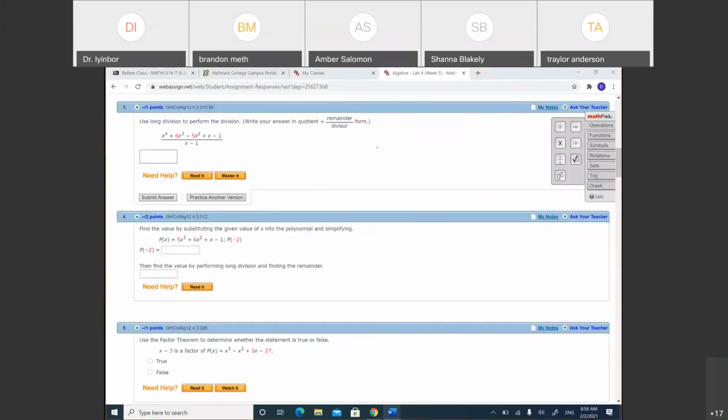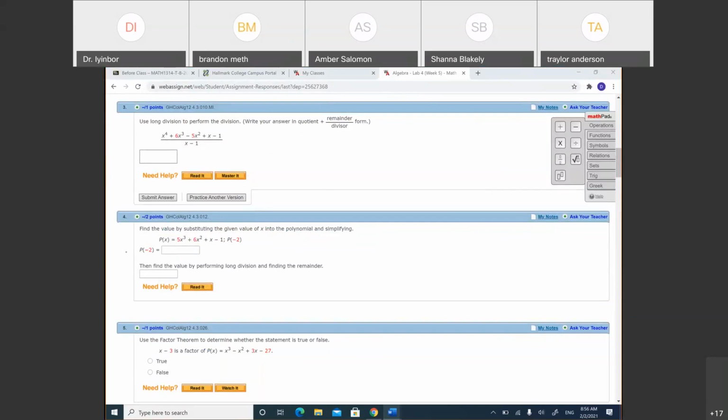So here is how we're going to plug the answer in WebAssign. And I'm going to do one more example so we can have another example. So this is number 3 from my WebAssign. And this is how you do it.